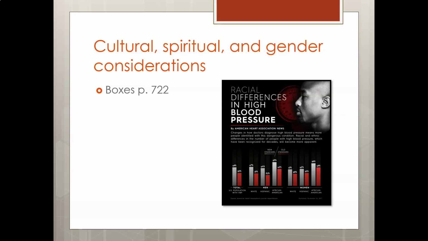Table 36.2 is very important. It talks about Healthy People 2020 and the objectives related to hypertension and blood pressure, to control that in the populations. But remember that hypertension is still called a silent killer. A lot of times people are very asymptomatic with it.